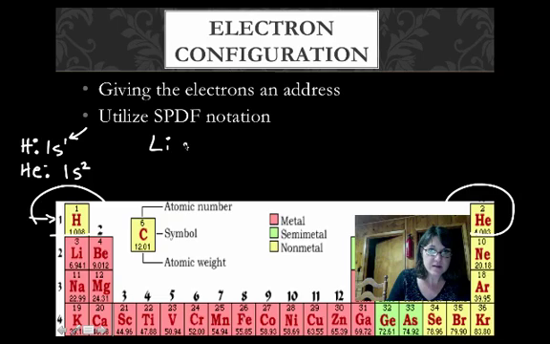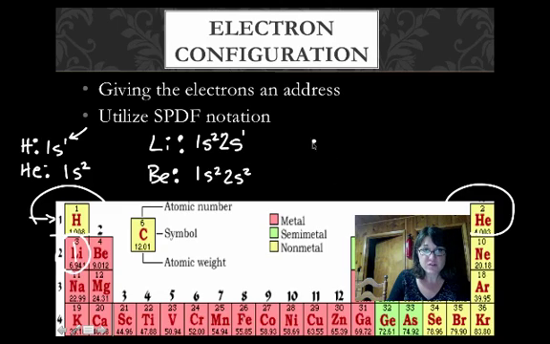Lithium is in the second ring, so before we can get to the second, we fill in the first row completely, 1s2, and then the second level, we're in the S orbital, so we put the S there. How many electrons go in there? Since it's the first one in its row, it's 1 electron in the S. And then beryllium, of course, would be 1 more electron than that, 1s2, 2s2. Well, now the S shell is full.